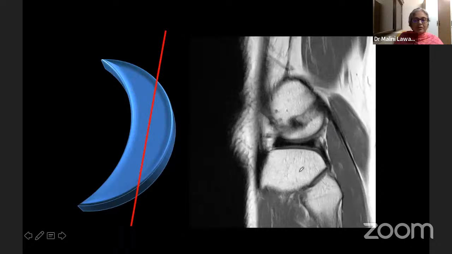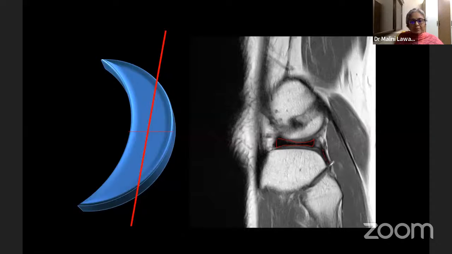Further, we start seeing the body of the lateral meniscus, which again looks like a bow tie appearance. And because of the normal thickness of the meniscus, this bow tie appearance should be seen in about 2 sections or so on the sagittal images.